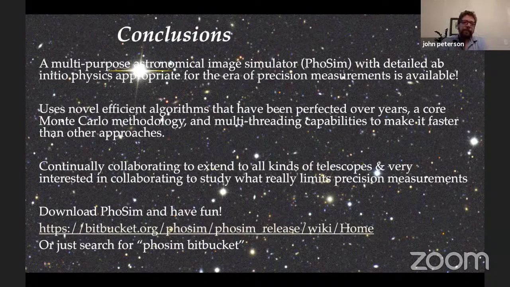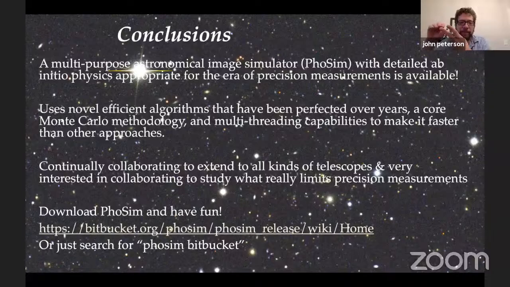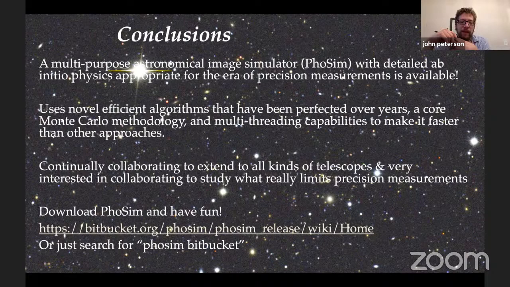I guess, in terms of challenging to implement, I guess the two things, and these are probably the two most important physics too, are the turbulence and the mirror shape distortion.